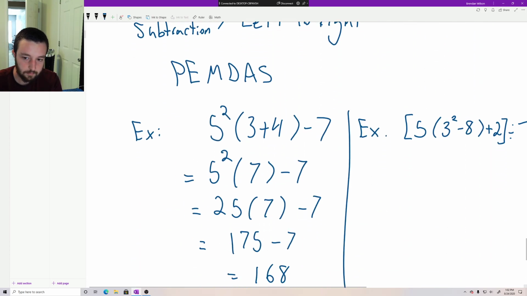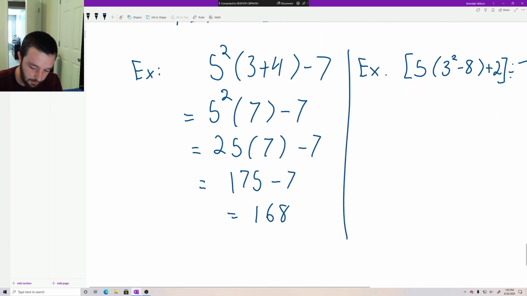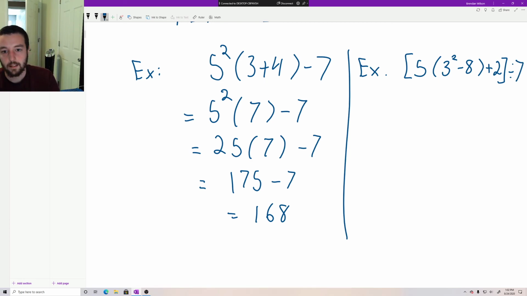Sorry, I went too far off the screen here. So we have a bracket 5 parentheses 3 squared minus 8 close parentheses plus 2 close bracket divided by 7. So the brackets just serve as like another type of parentheses. We don't typically want to use parentheses more than once, so we'll use brackets instead sometimes. But it means the same thing as parentheses.